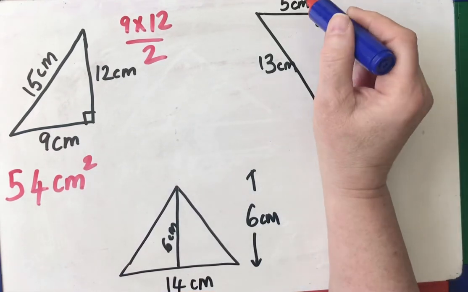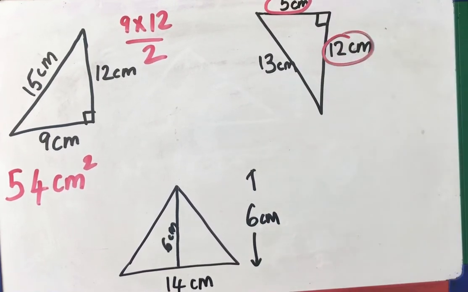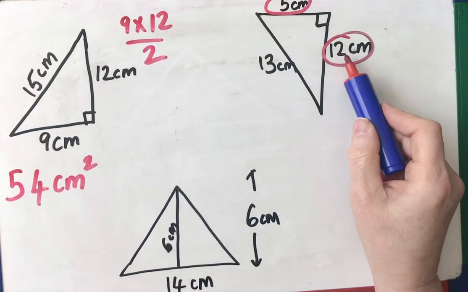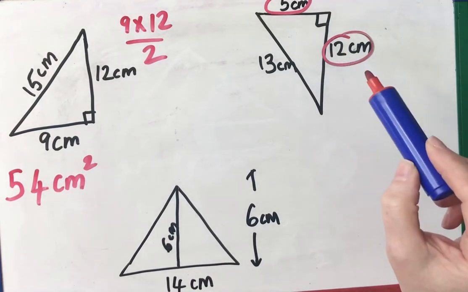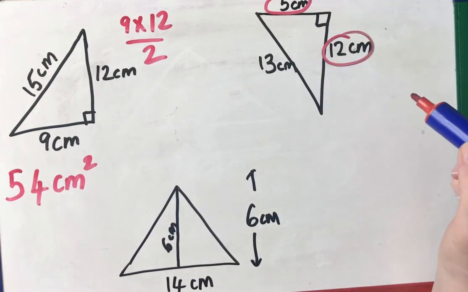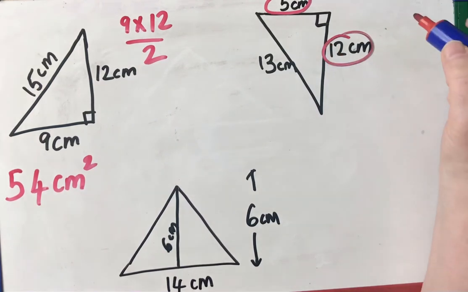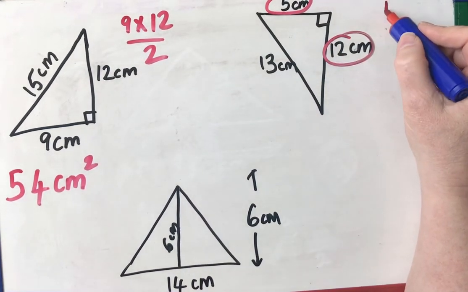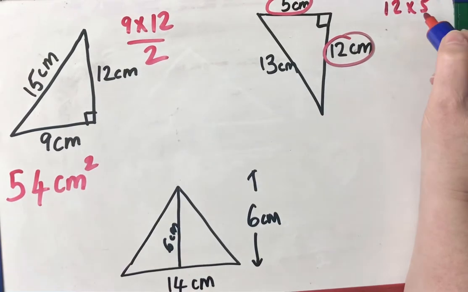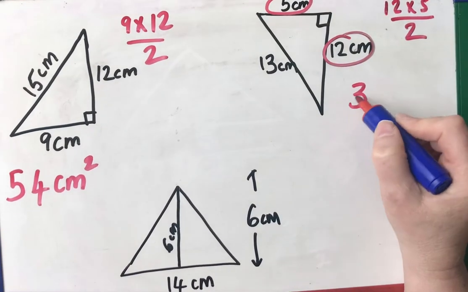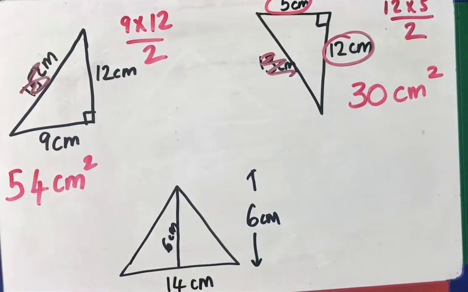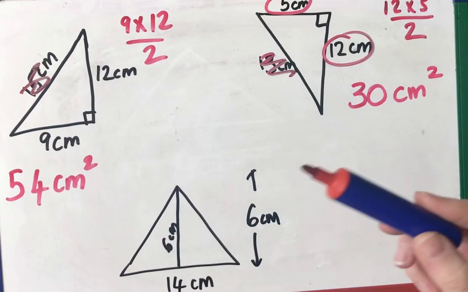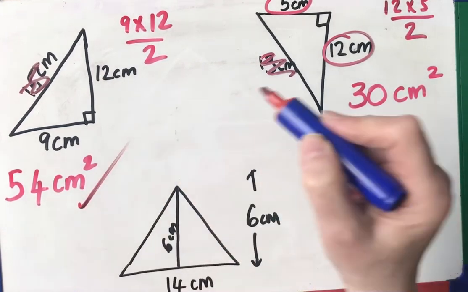Here, the numbers that I need to use are 5 and 12. Again, I don't want to do 12 5s are 60, so if I just halve it, because I know I'm going to have to halve it afterwards anyway, I only halve one of the sides. 6 times 5 is 30. Well, 12 times 5 is 60. Base times height divided by 2, which is 30 centimetres squared. So I didn't need the 13 really, not unless I was finding the perimeter. I hope you got both of those correct. Absolutely brilliant if you did.